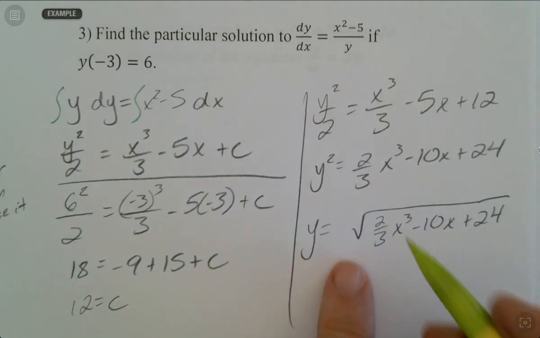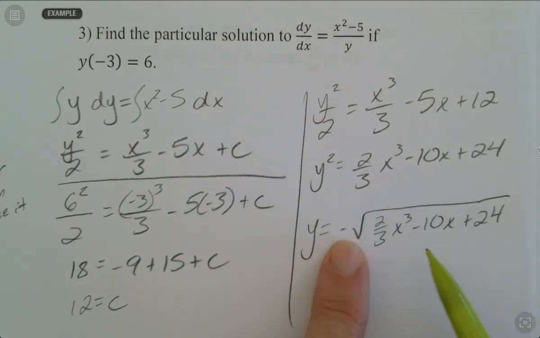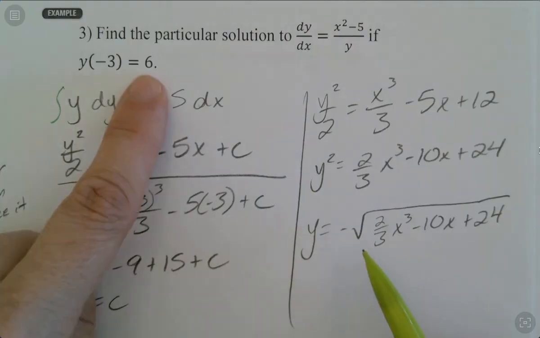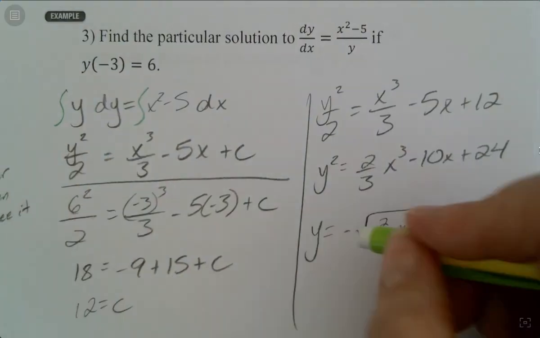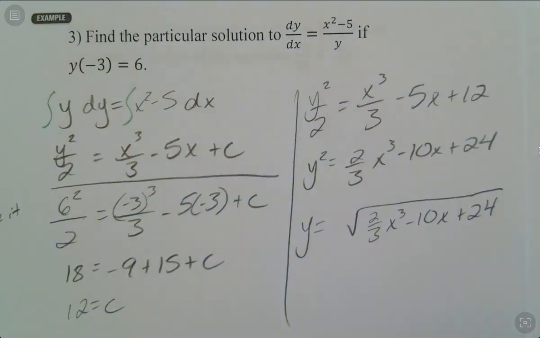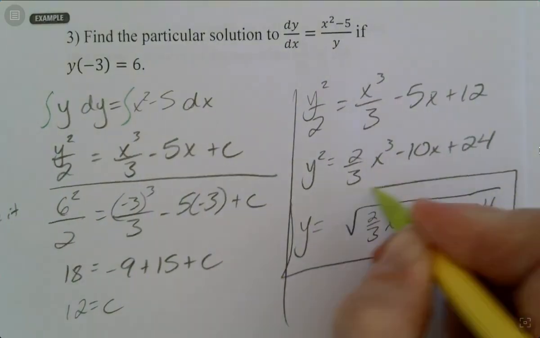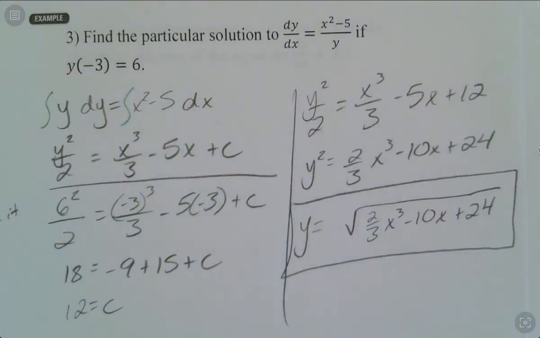If you had a negative out here, whatever number you plug in for x, you're going to end up with a negative result. But we ended up with a positive result that they gave us. So that means that this has to be a positive square root. So that's our final answer there.